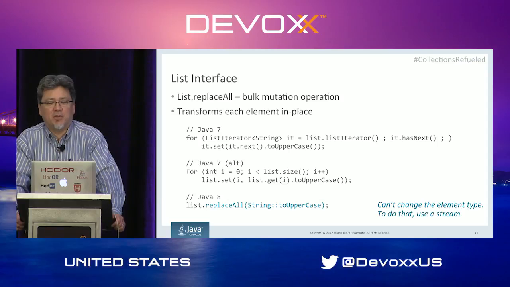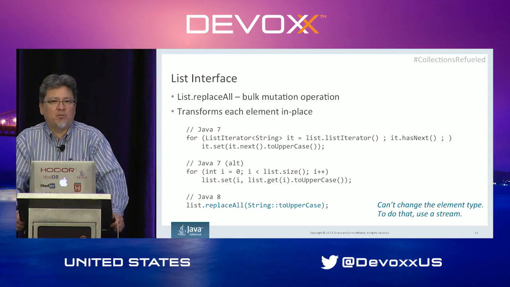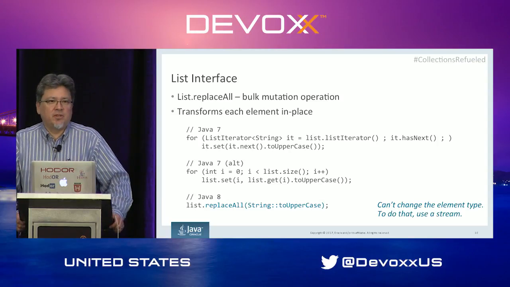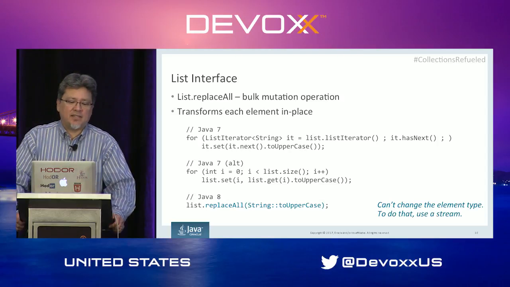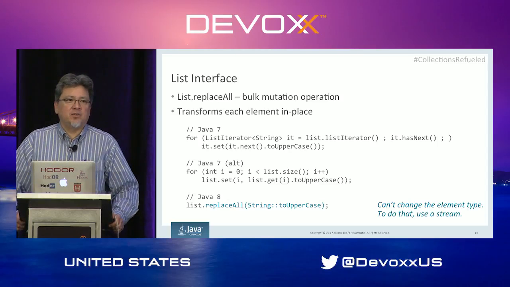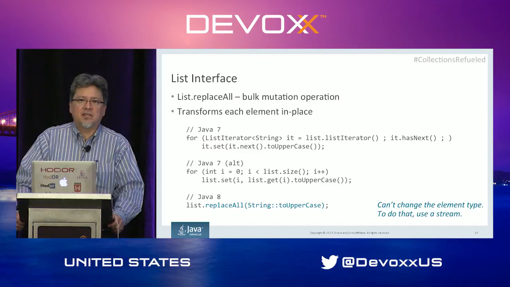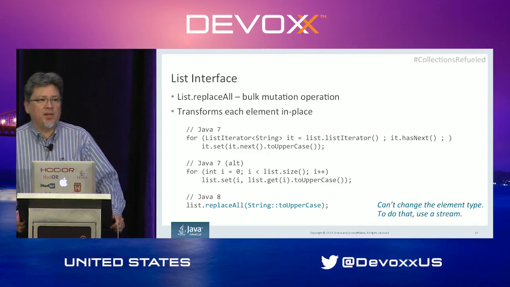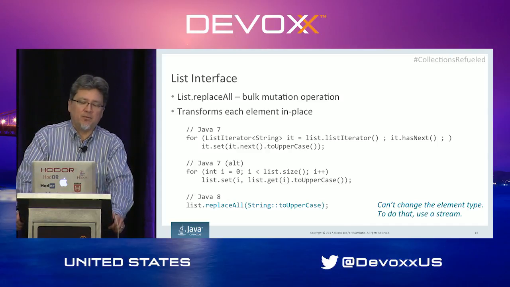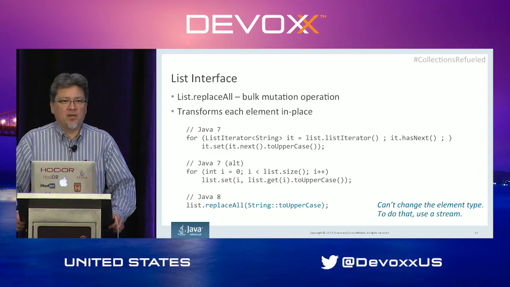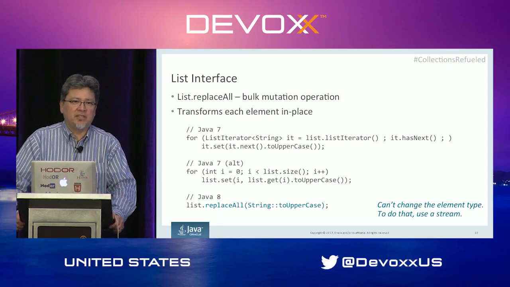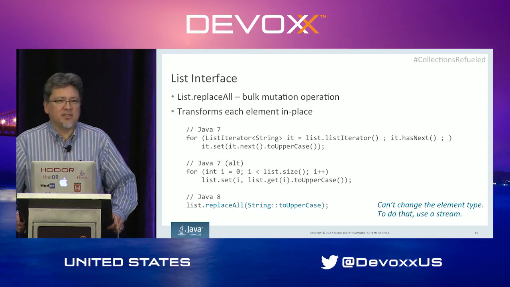And so that's the second code block here. I think everybody would probably write it this way, where you just index from 0 to size, and then just call set and get using the indexed operations. And that's perfectly fine if you know you're operating on an ArrayList. If you're operating on a LinkedList, then that will slow drastically, but you shouldn't be using LinkedList anyway. And that's a different talk.